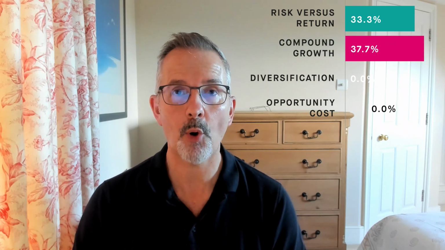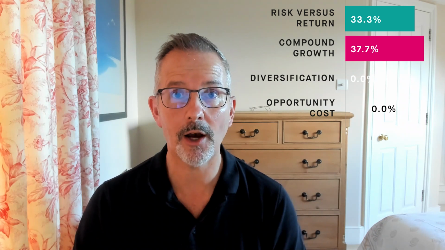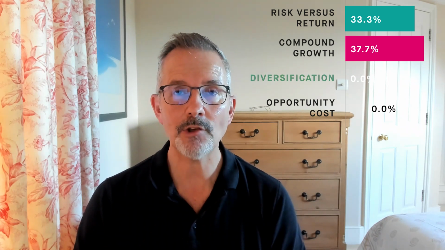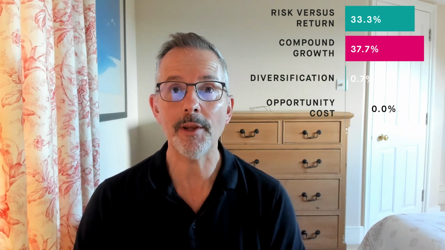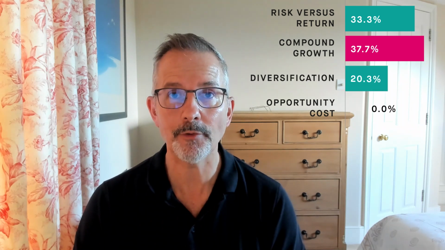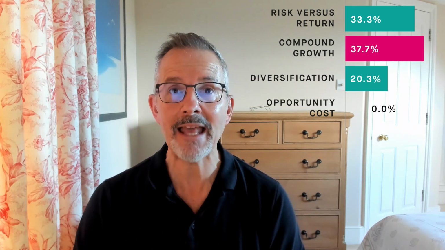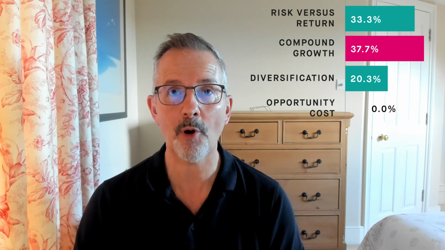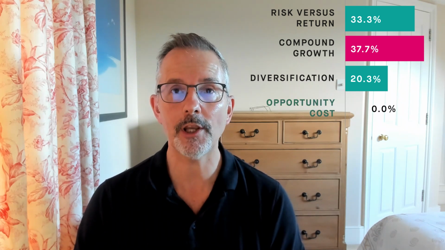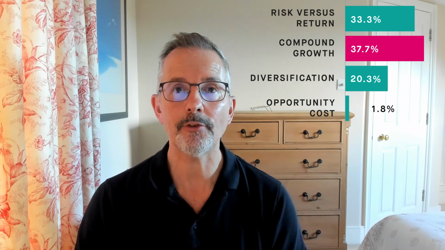Risk and return attracted a third of the votes, 33.3%. That was beaten by compounding or compound growth, which attracted 37.7% for the winning answer. Diversification came in at 20.3% of the votes, and bringing up the end of this particular poll in terms of popularity was opportunity cost at just 8.7%.